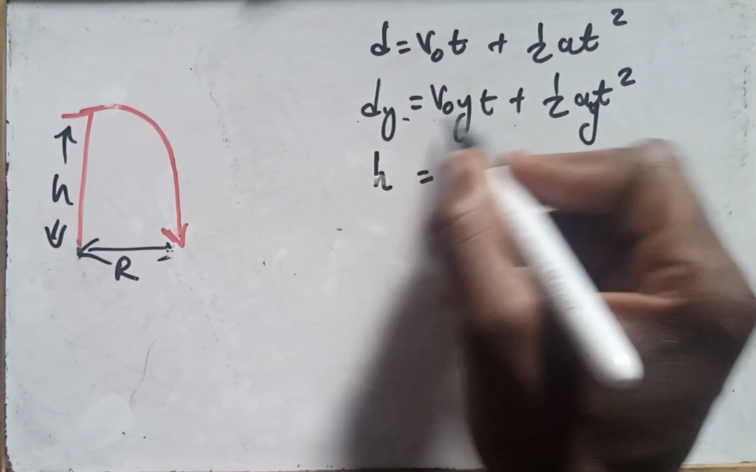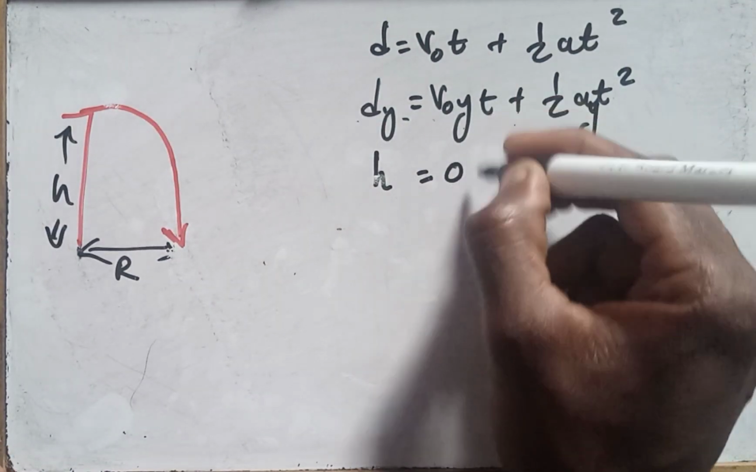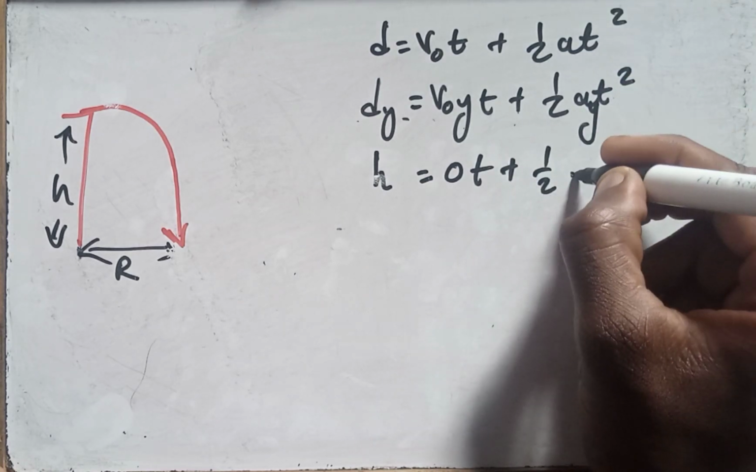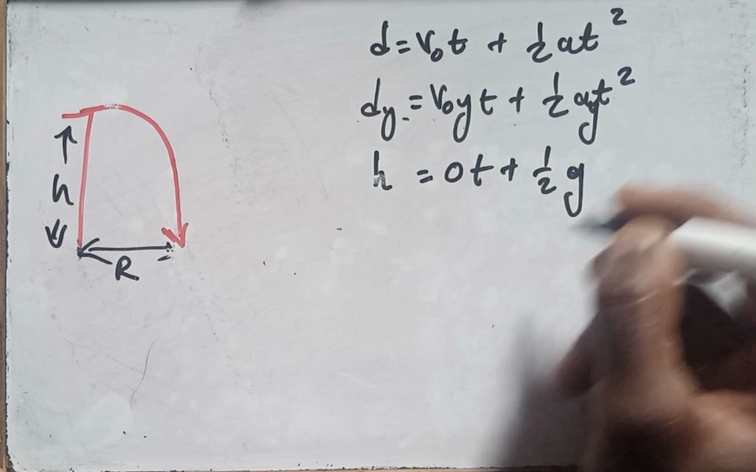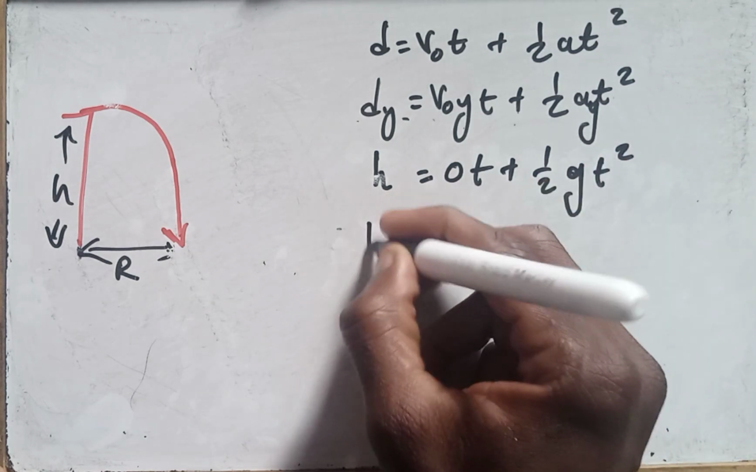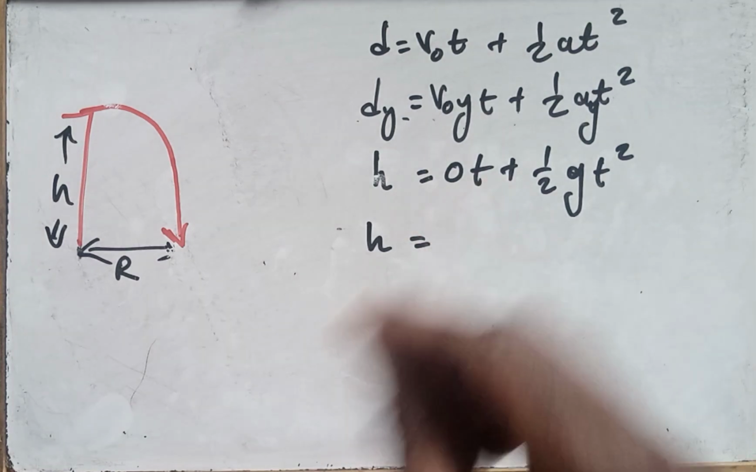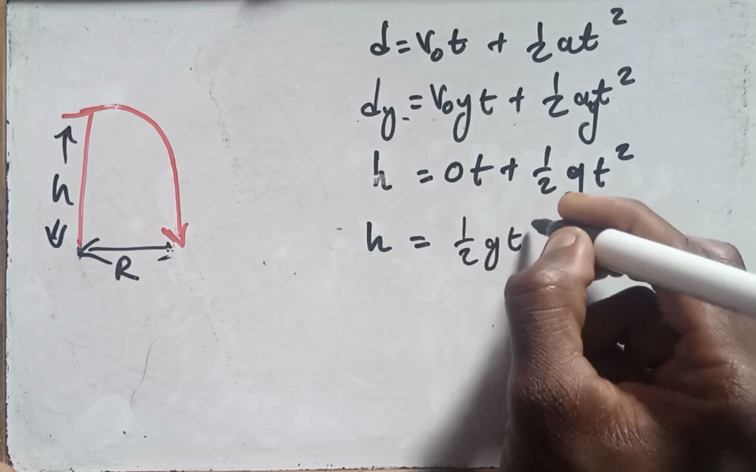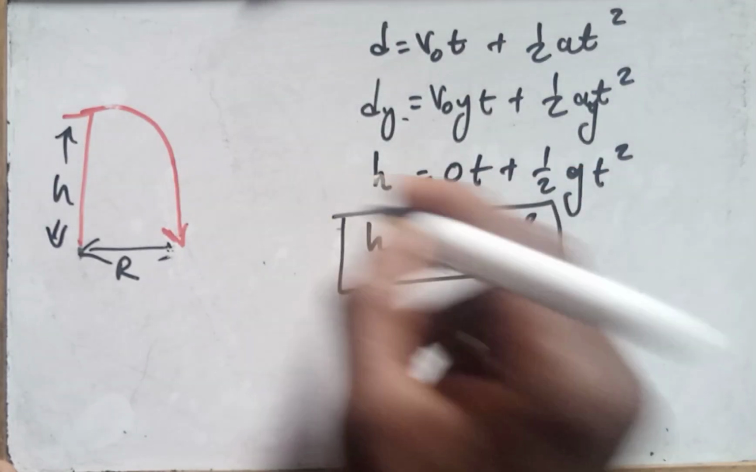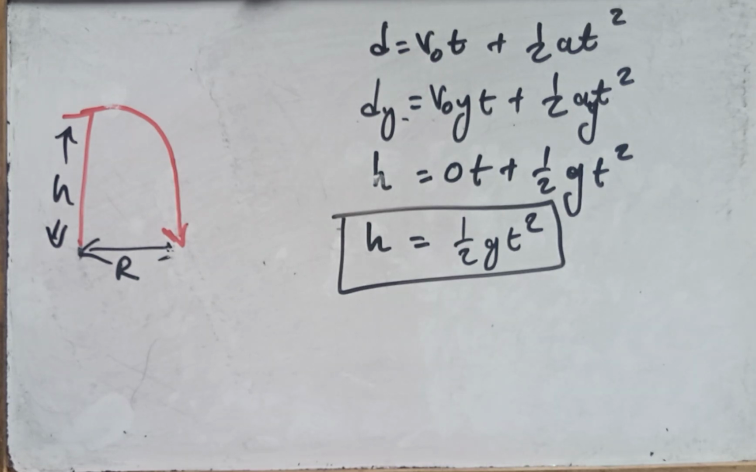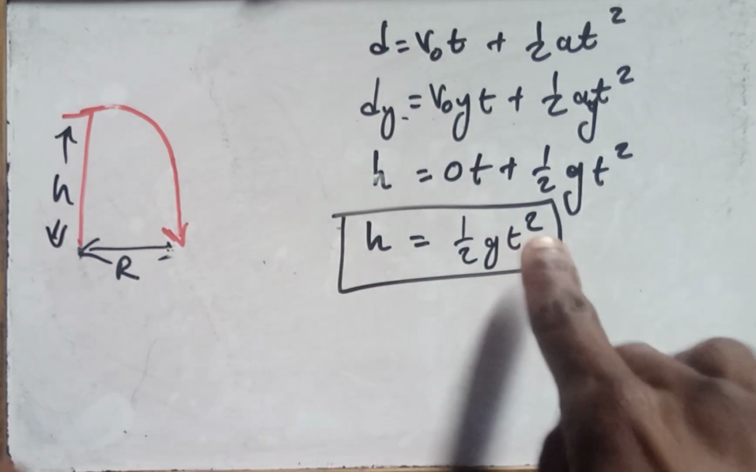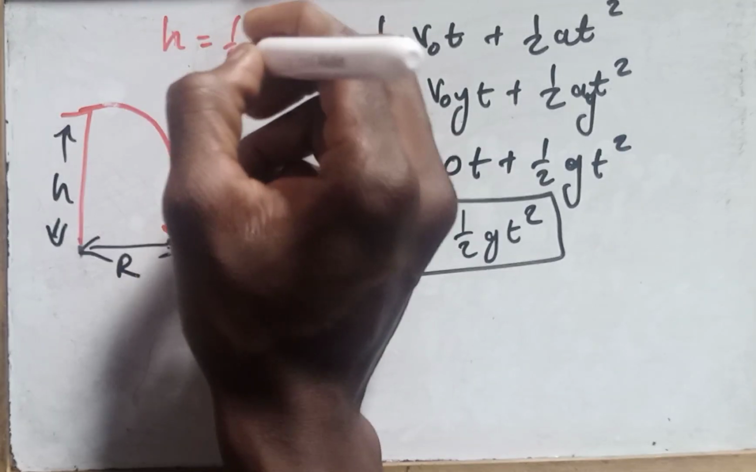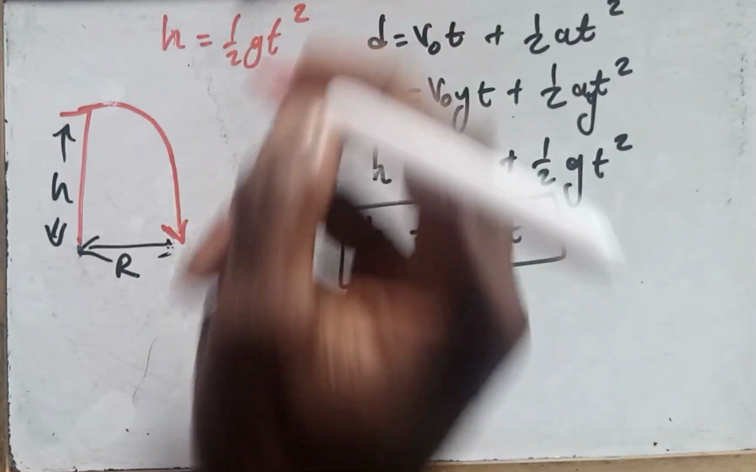So vy here, it's 0 times t plus half. Acceleration in the y-axis is acceleration due to gravity, which is g, times t squared. So h is equal to 0 times t, which is 0. So I'm going to have h as half gt squared. This is the equation that we use when we're asked to find the height or the time. So I'm going to write this equation here: h is equal to half gt squared.